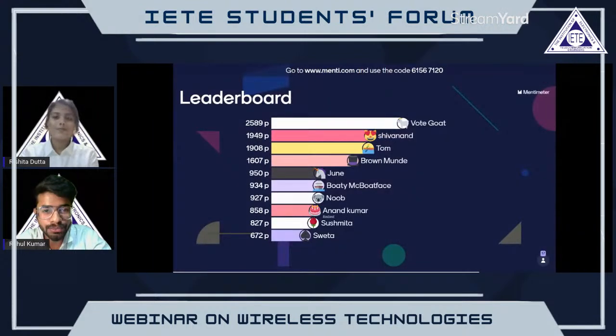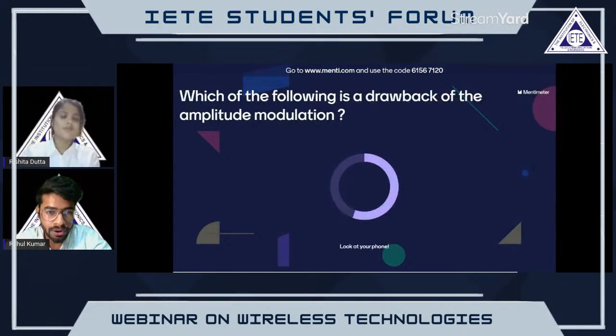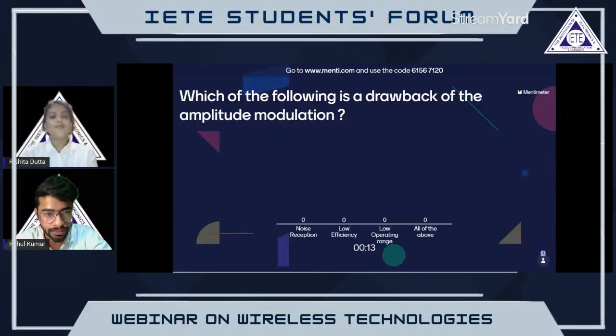Okay, then let's move towards the final question of this entire quiz session. And the question is right there on your screen. Which of the following is a drawback of the amplitude modulation? We have 10 seconds now. Four options, and only one option is correct. Choose wisely and correctly. And the time is up.